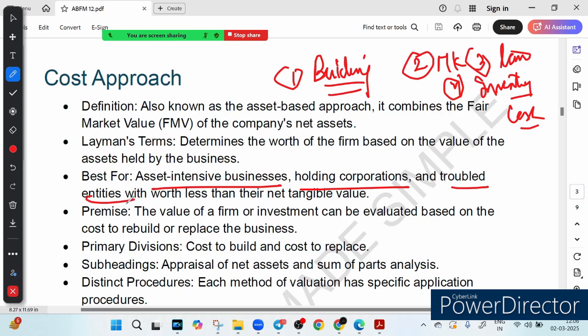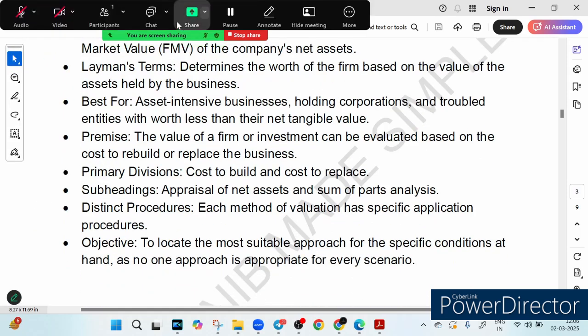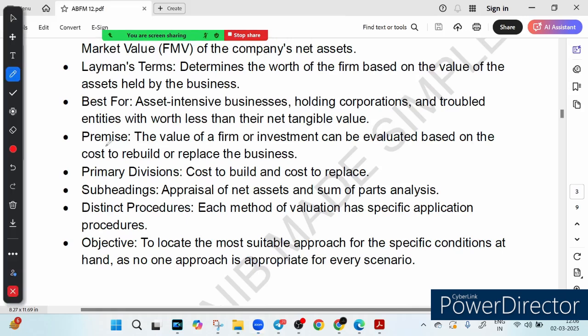The two key concepts: build versus replace. Right, there are two key concepts here. So now there are two ways to calculate value here. The first way is to see the cost to build. We call it cost to build, which means what would it cost to create the exact same company from the ground up. And the second is cost to replace, which means how much would it cost to replace all the assets with modern alternatives. So both methods, either cost to build or cost to replace, help assess how much a company is worth based on what it owns, not what it earns.